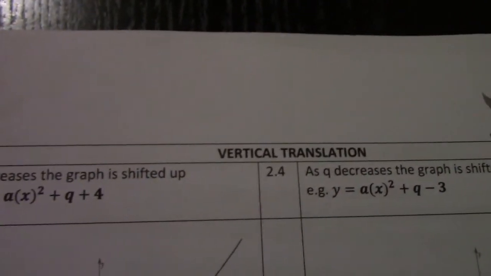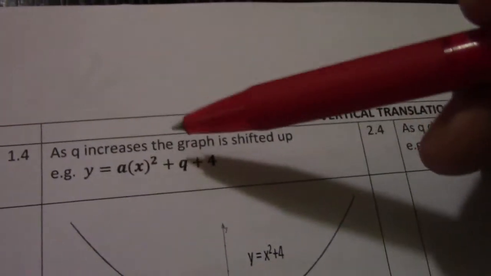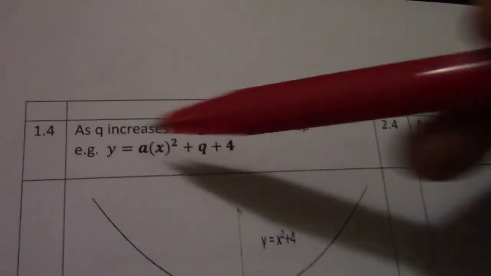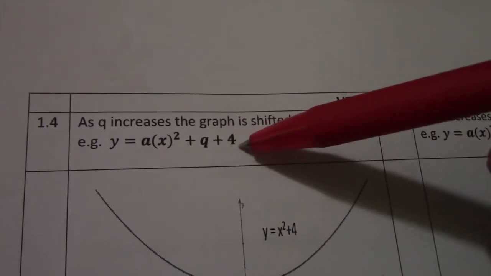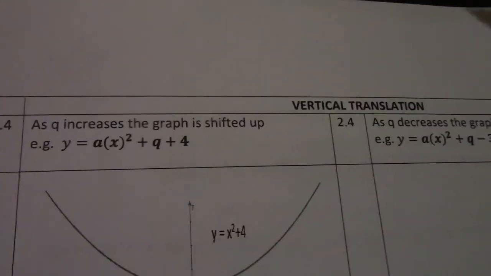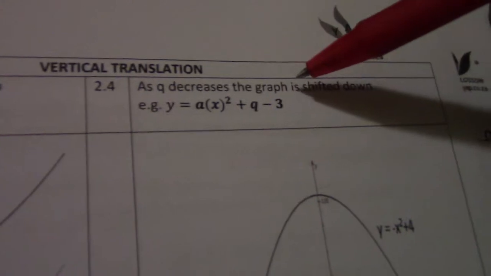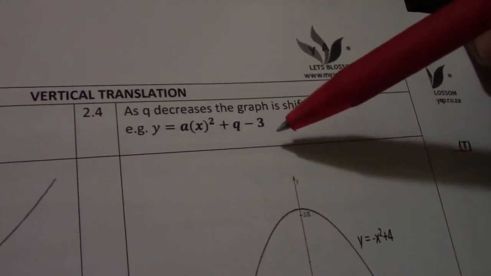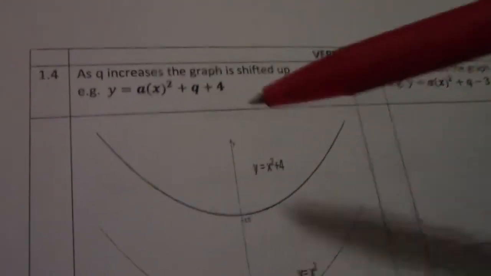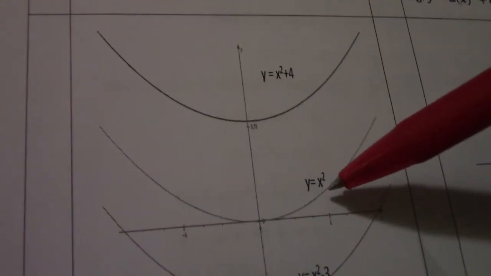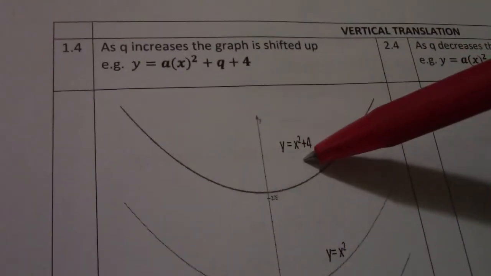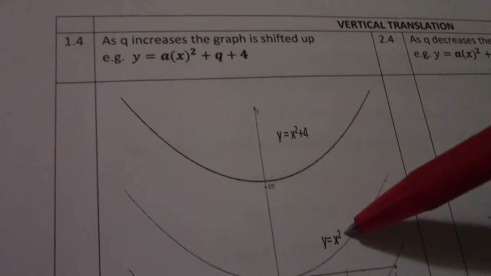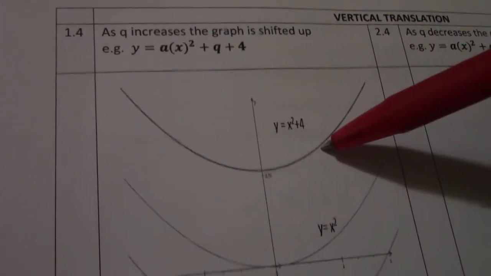Alright? We look at vertical translation, meaning I'm moving a graph up and down. Right? As the q increases, the graph is shifted up. So if I write q plus 4, I'm moving the graph 4 units up. As the q decreases, the graph is shifted down. So if I write minus 3, I'm moving the graph 3 units down. So if I look here, there y equals x squared. If I write y equals x squared plus 4, the plus 4 shifts the graph 4 units up.